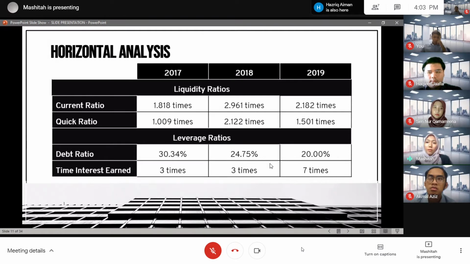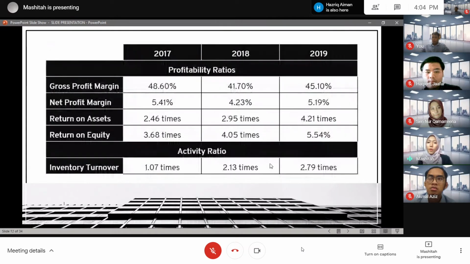Next, we have time interest earned. The highest time interest earned is during 2019. This is because of the large profit due to the event where the company entered into a conditional share sale agreement with Nutraceutical Biotech Global Holdings Limited. Time interest earned is a measure of the company's ability to honor its debt payments. Next, we have profitability ratios.